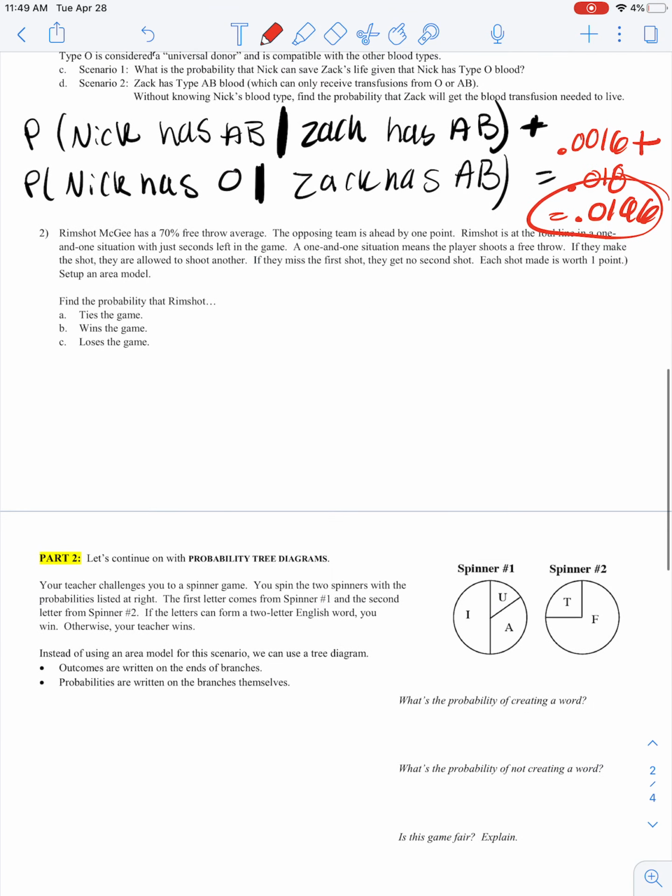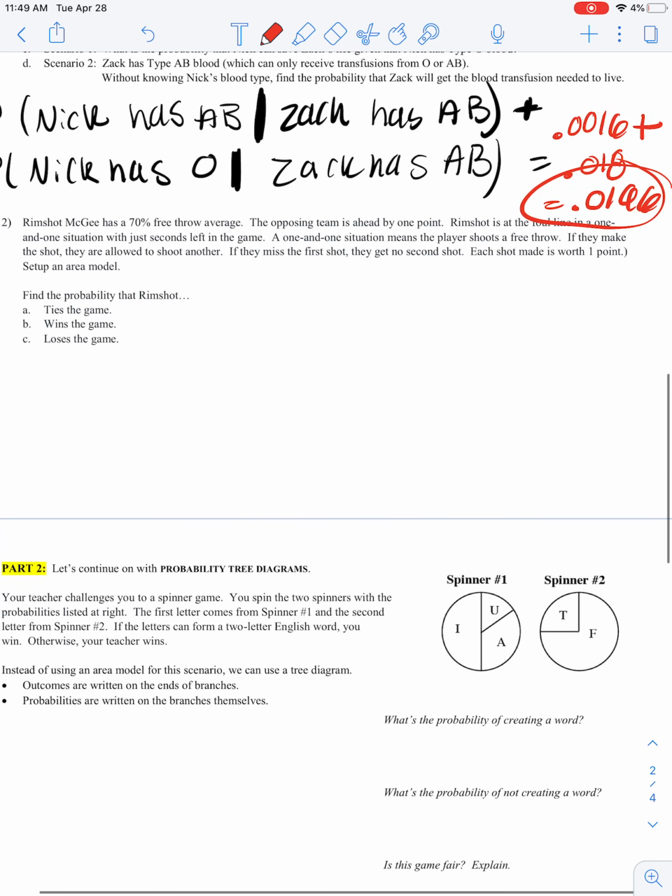Okay, let's go to the next one. Rimshot McGee has a 70% free throw average. The opposing team is ahead by 1 point. Rimshot is at the foul line in a 1-on-1 situation with seconds left in the game. A 1-on-1 situation means the player shoots a free throw. If they make the shot, they are allowed to shoot another. If they miss the first shot, they go to the second shot. Each shot is worth 1 point. Set up an area model.